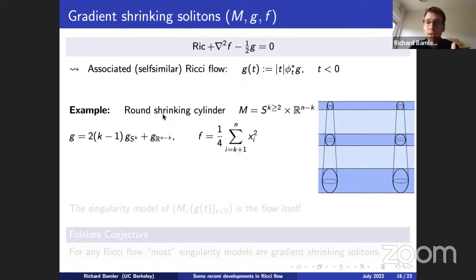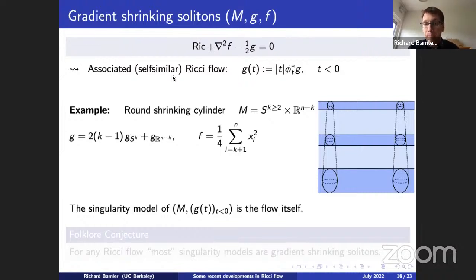All right. So then there are some more complicated gradient shrinking solitons. There's a whole zoo of them. Okay. So one important observation about gradient shrinking solitons is that if we look at their associated Ricci flow, since it's self-similar, any blow-up limit of the self-similar Ricci flow is just the same Ricci flow again. So this shows us that every gradient shrinking soliton has to occur as a singularity model of at least its own flow.